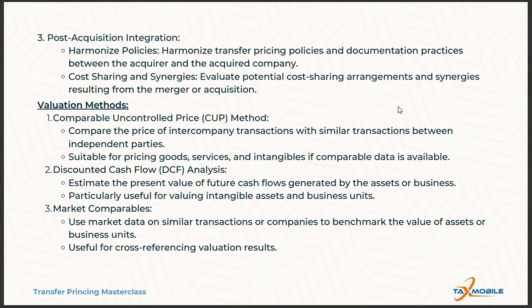Now, on valuation methods, let's take a closer look at the three primary valuation methods used during mergers and acquisition, or during M&A transactions. Comparable uncontrolled price method. This method compares the prices of intercompany transactions with similar transactions between independent parties. It is particularly effective for pricing goods, services, and intangible assets when comparable market data is available.